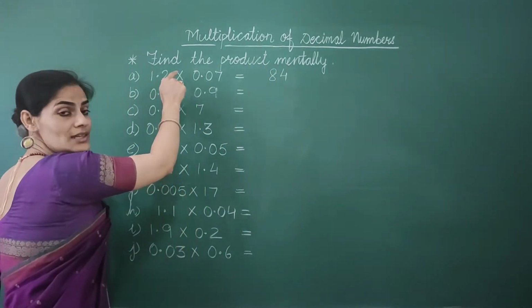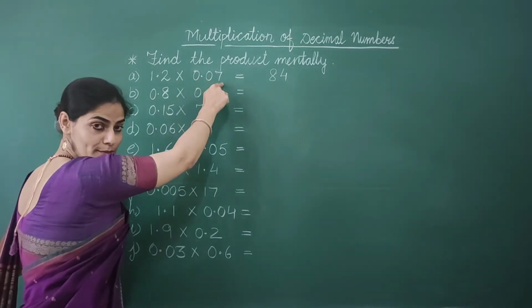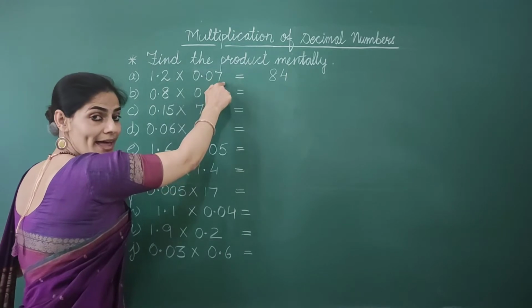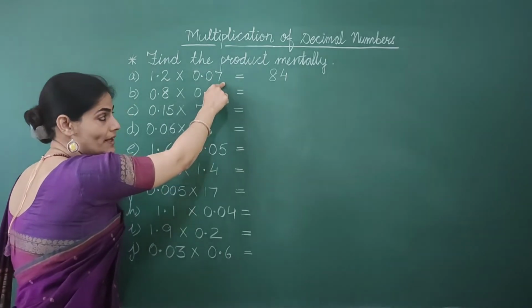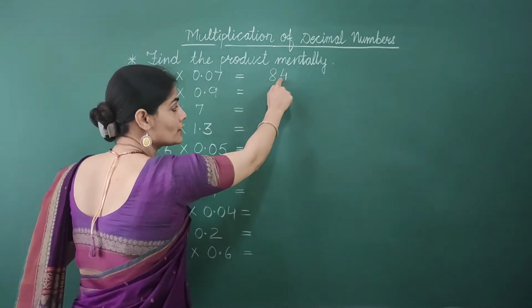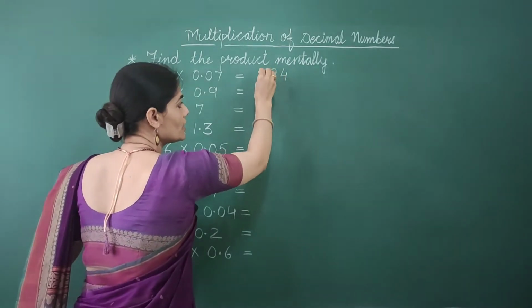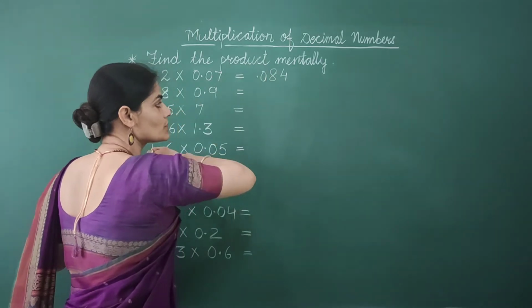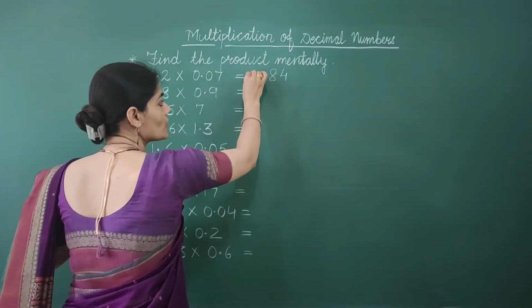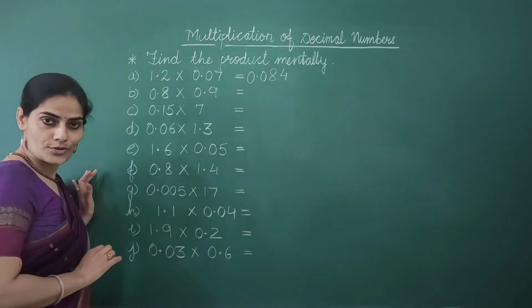Now count the decimal places in both the decimal numbers. So this is 1, 2 and 3. 3 decimal places. So count 3 digits from the right side: 1, 2, 3, and we put the decimal. We don't leave the decimal like this. So in the whole number part we are going to write this 0.